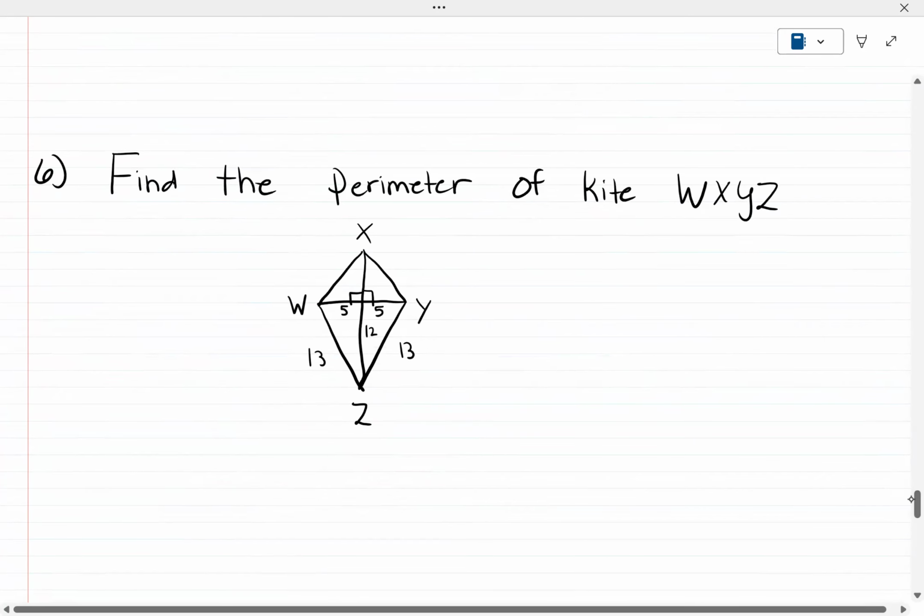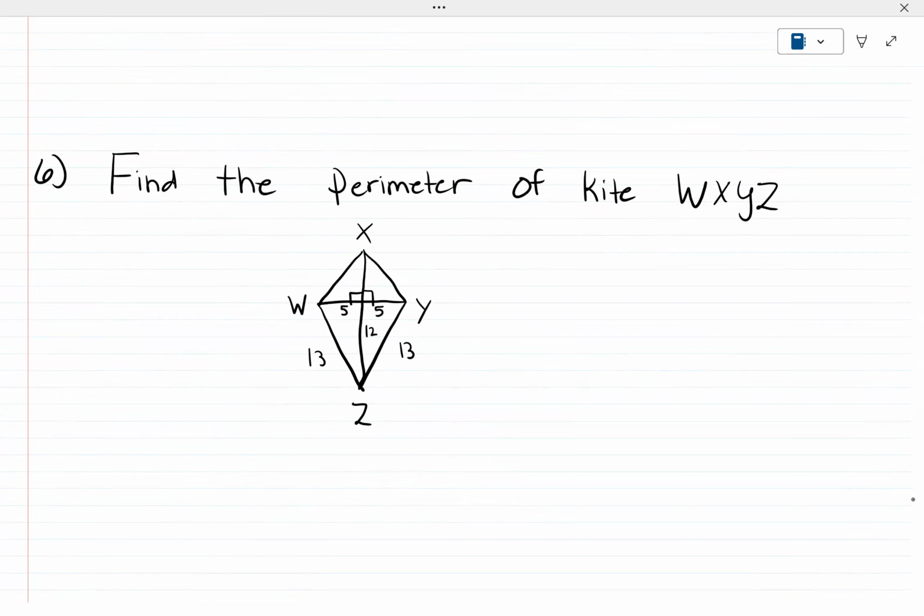So question 6 says, find the perimeter of kite WXYZ. So we need to find the perimeter of this kite. They give you two lengths: WZ is 13 and YZ is 13. So that's good, so you can say 2 times 13. Now I've got to find the length of WX.